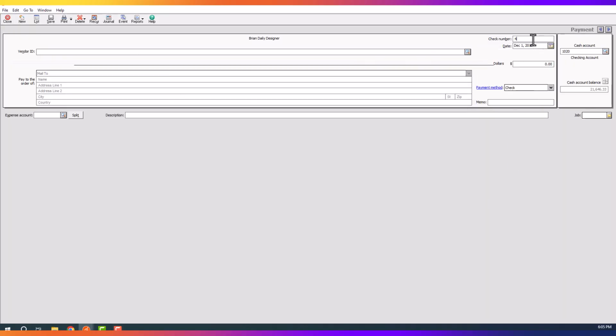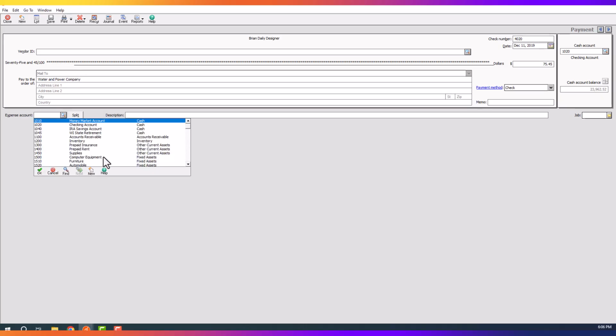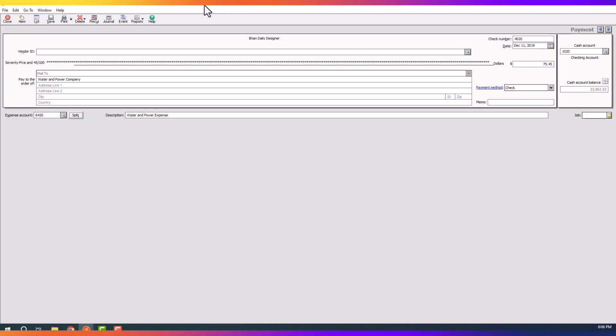So the first check that we're writing is check 4020, and then I'm going to enter the details from the book. So I've got the amount in there. The check is to the water and power company, so I entered that for the name, and that's supposed to inform us as to which account to charge it to. And we do have an expense account for water and power, and there it is, account number 6,420. We select that, and then we can save the transaction.